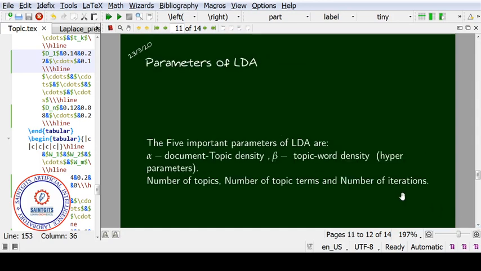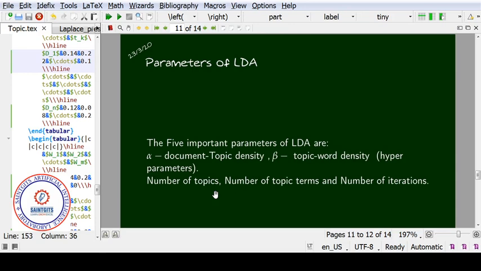Now the parameters of LDA. The latent Dirichlet allocation model contains 5 parameters. The first parameter is alpha, called document topic density. The second one is beta, called topic word density. All these are hyperparameters. Then the number of topics, that means how many topics we require. This number of topics is very important.